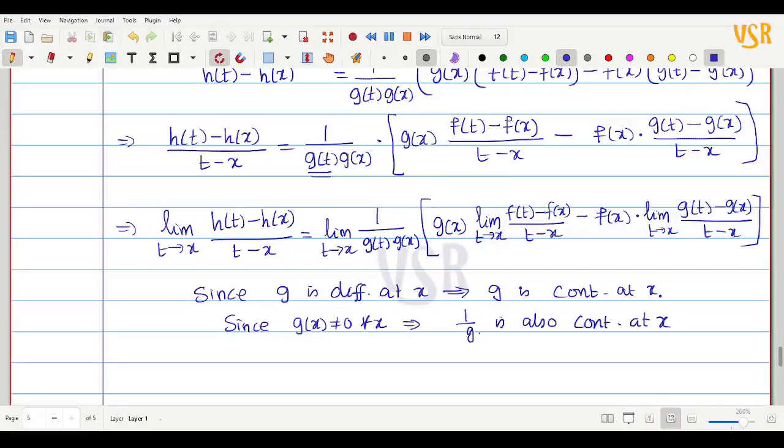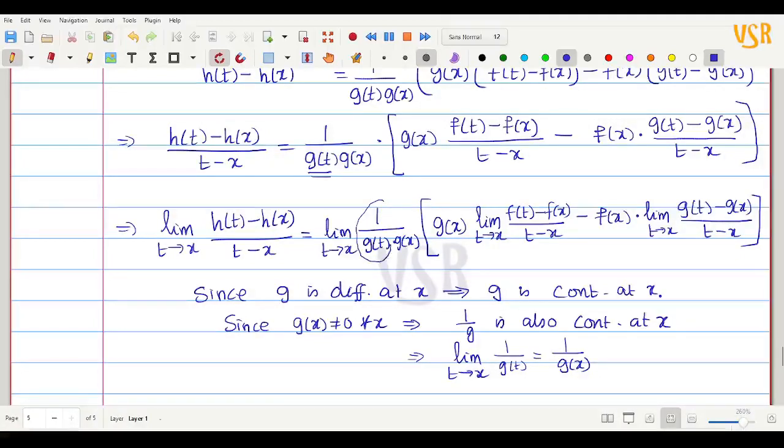is also continuous. That is, if g of x is not equal to 0 for every x, then 1 divided by g of x is also a continuous function. If g is continuous and not 0, then 1 by g is also continuous. So this implies that limit t tending to x of 1 divided by g of t is equal to 1 divided by g of x. This is the definition of continuity.